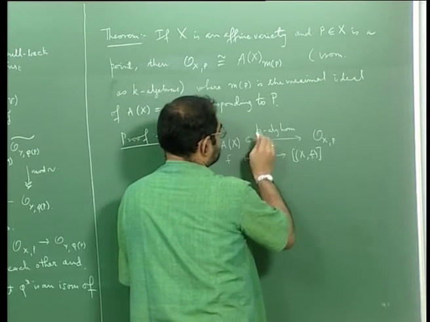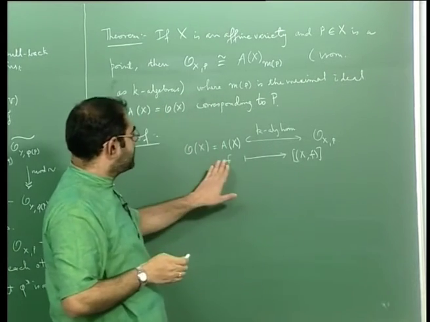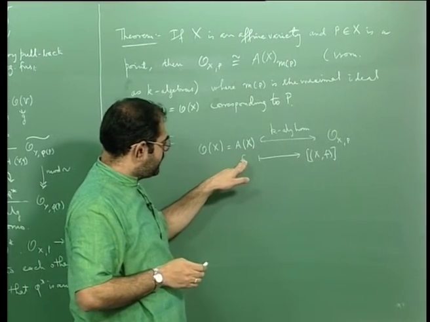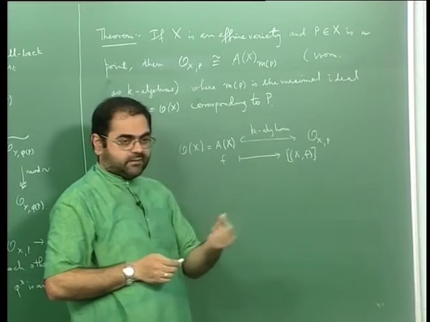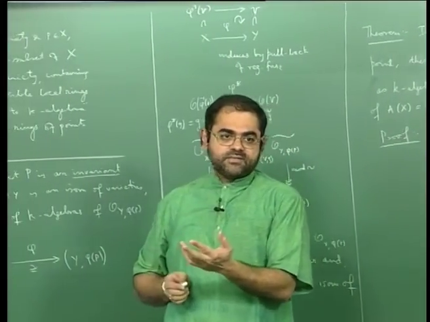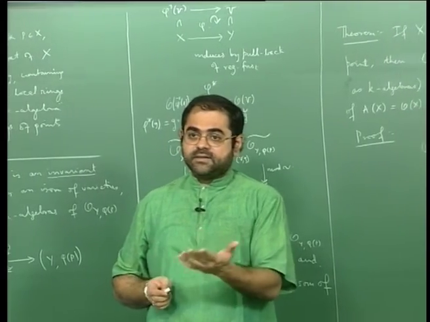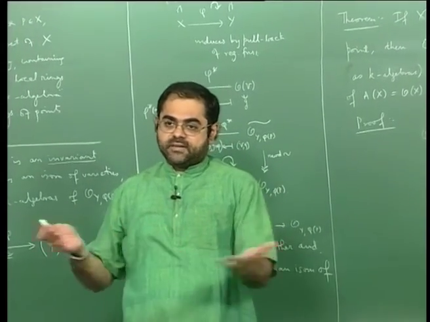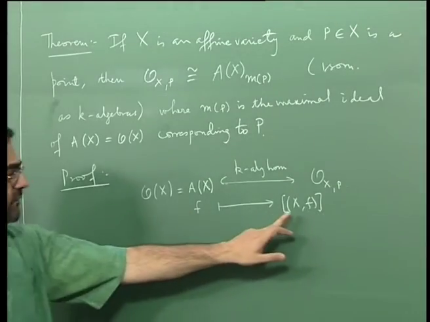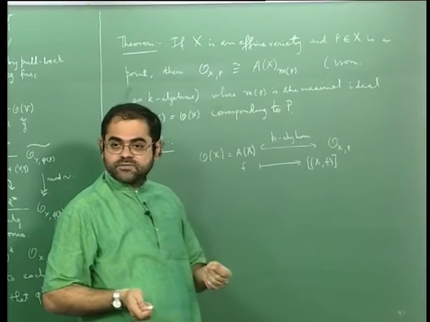And well, you can also see that it is injective, because if the germ of f at the point P is 0, it means that f coincides with the zero function in a neighbourhood of P, but then it has to coincide with 0 on all of X. So if this is 0 then f is 0, so this is an injective homomorphism.